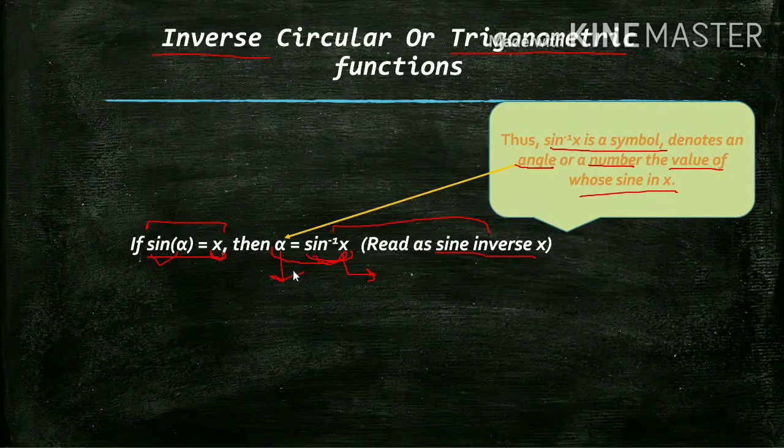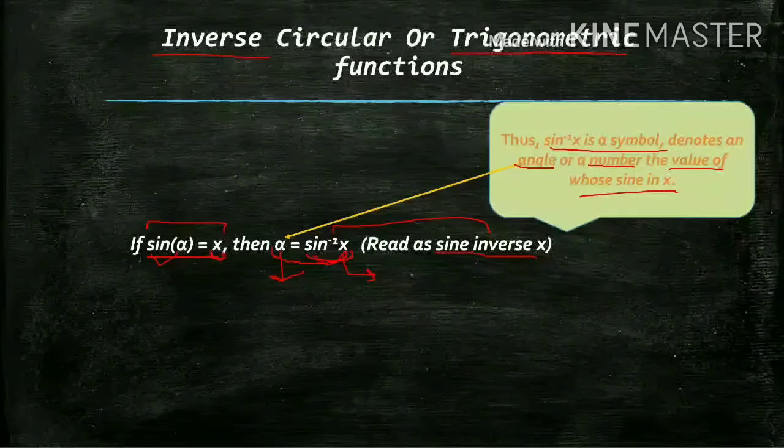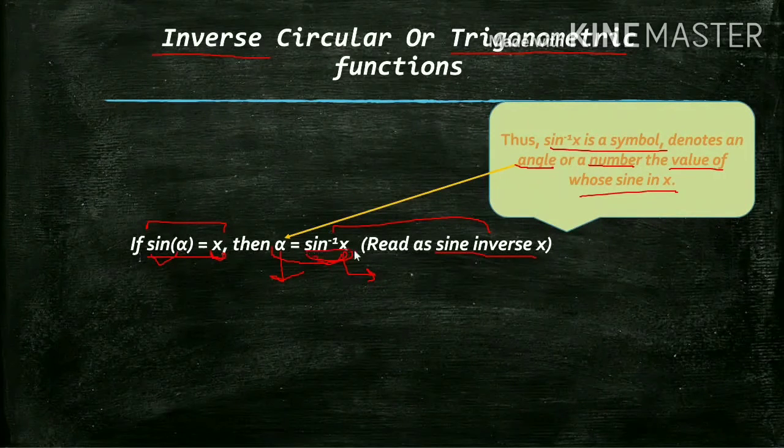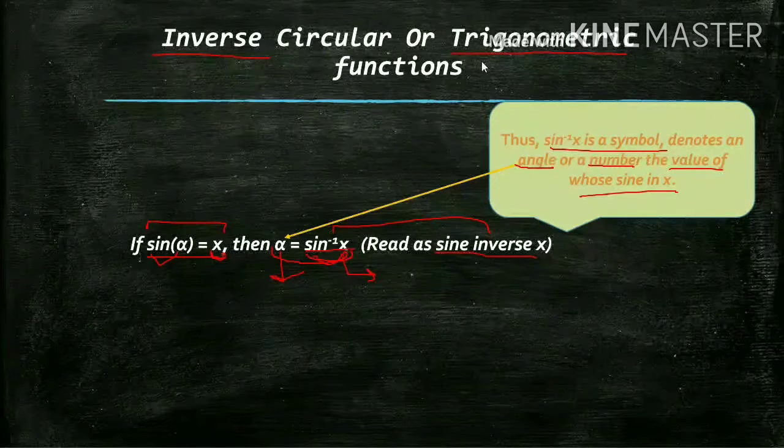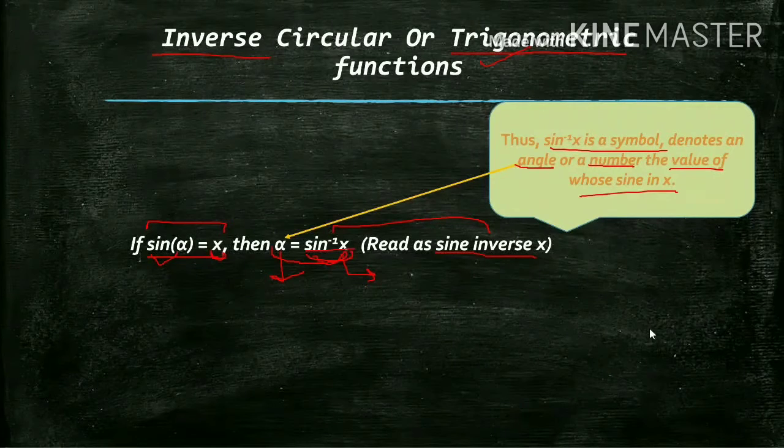Right? Are you getting that? So whenever I have sine of some alpha equals x, then I can write alpha as sine inverse x. In this way, we can define this inverse sine function. Okay? Clear?